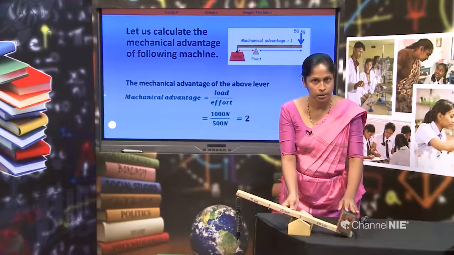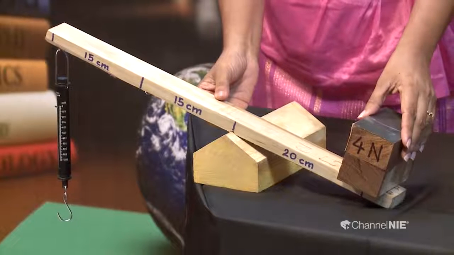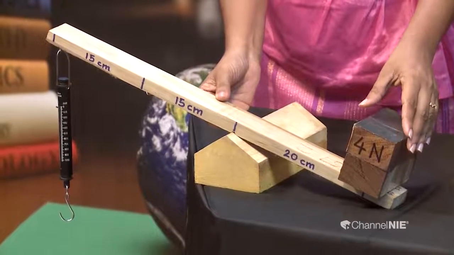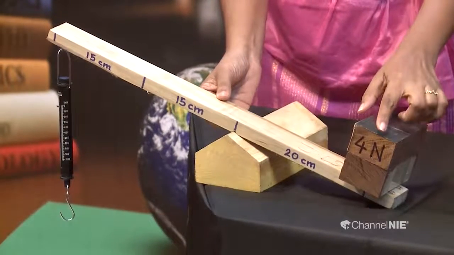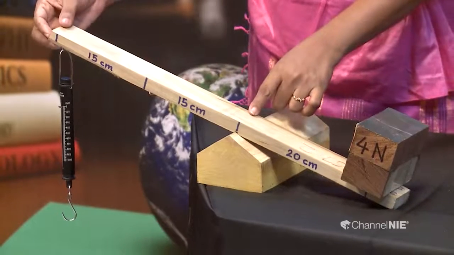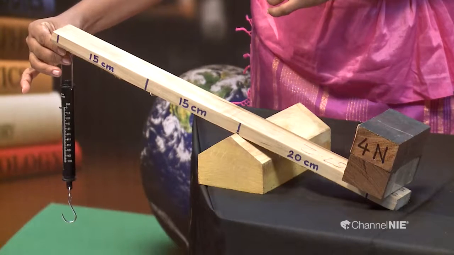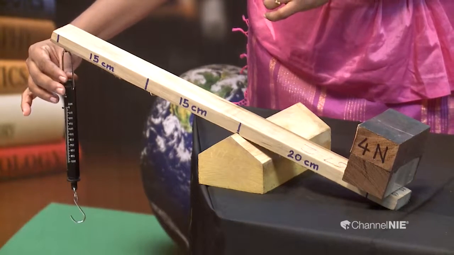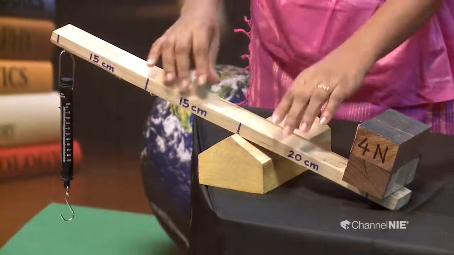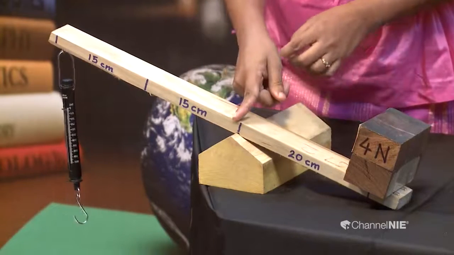This is a lever. This is the weight that we are going to lift. It is the load. The weight of the load is 4 Newton. This is the place where we exert the force, that is called effort. Through this point the lever rotates. So, this is the fulcrum.